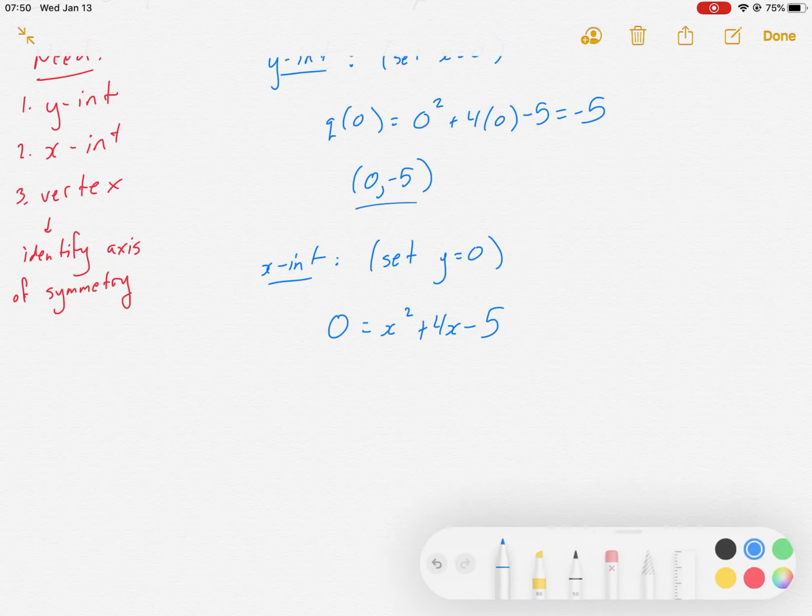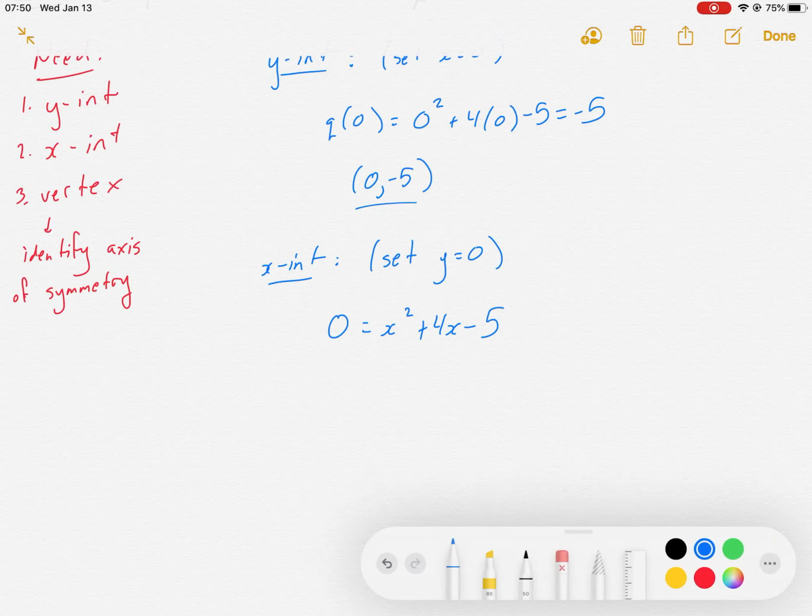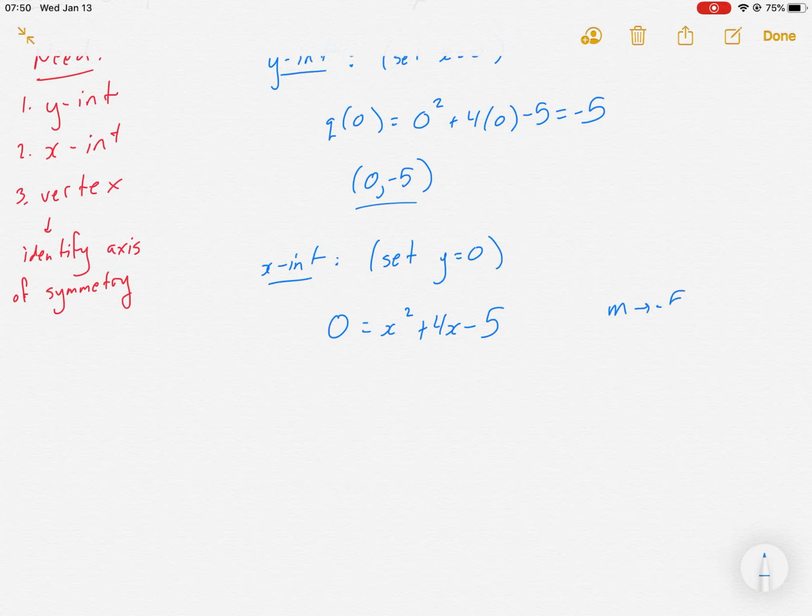In order to factor, you need to find two numbers that multiply to -5 and add up to 4. So that would be +5 and -1. So my factors are x plus 5 and x minus 1. You can always double check that this works by distributing. And so then solving for x, you end up with x equals -5.